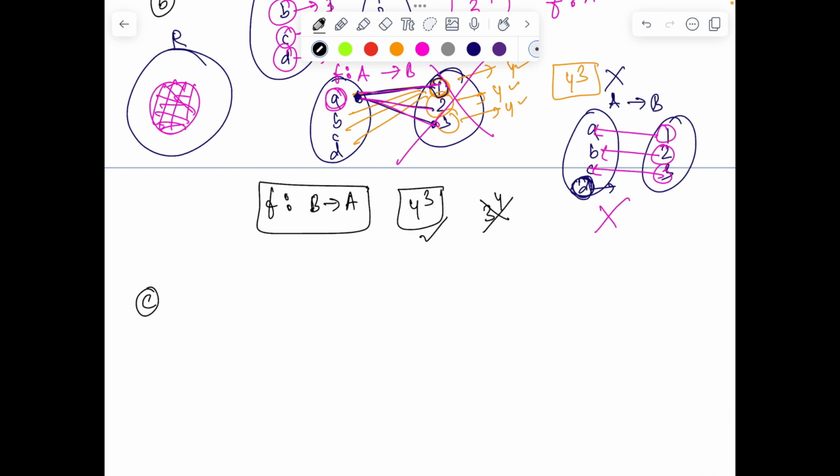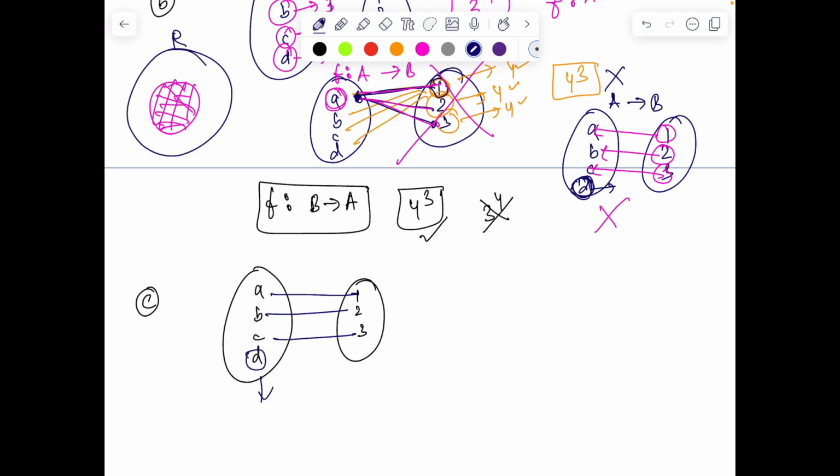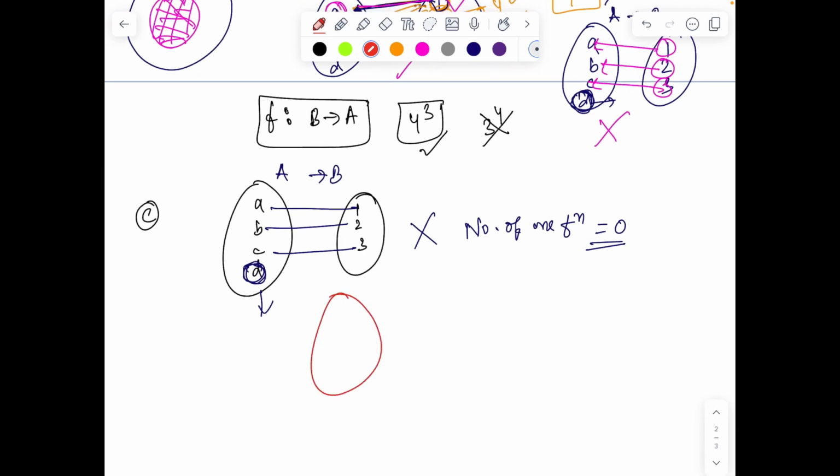Now let's move to the interesting sum, which is part C. In part C, we need to find the total number of 1 function. So 1 function means exactly one element will be mapped to 1. So let's say a, b, c: a is going to 1, b is going to 2, and c is going to 3. So in this case they will be left. So here it's not possible. So the number of 1 function is 0. Why? Because if exactly one guy in set A will have one partner in set B, then someone will have to stay alone, and as soon as you are left alone, it might be a relation but not a function.